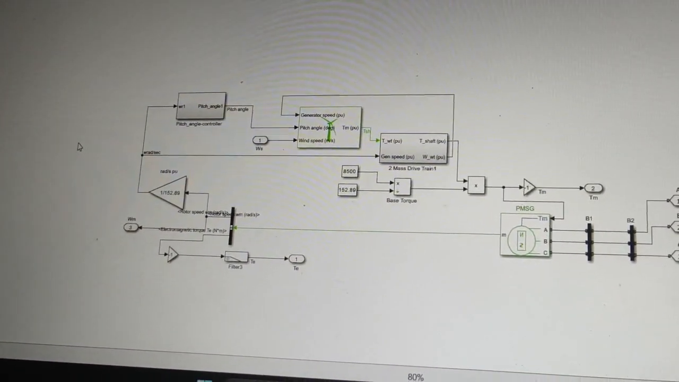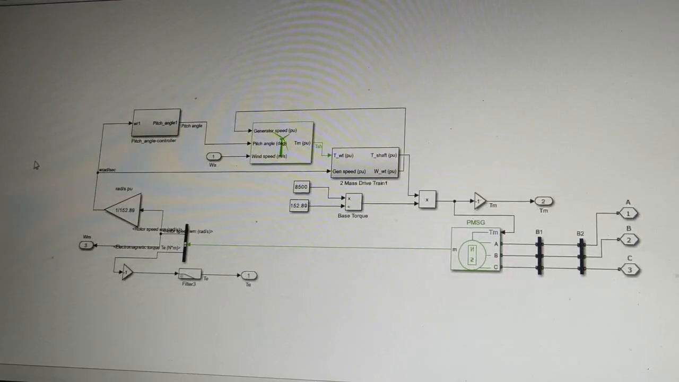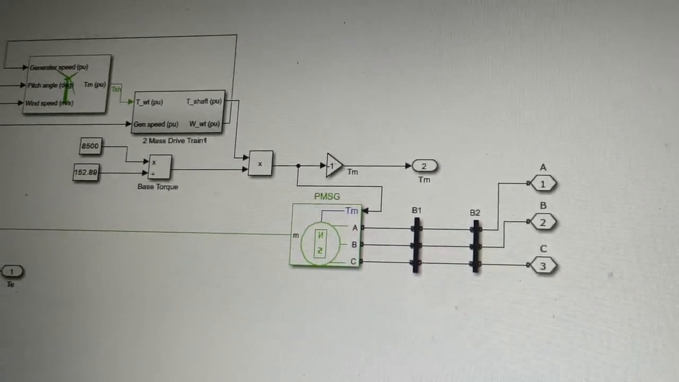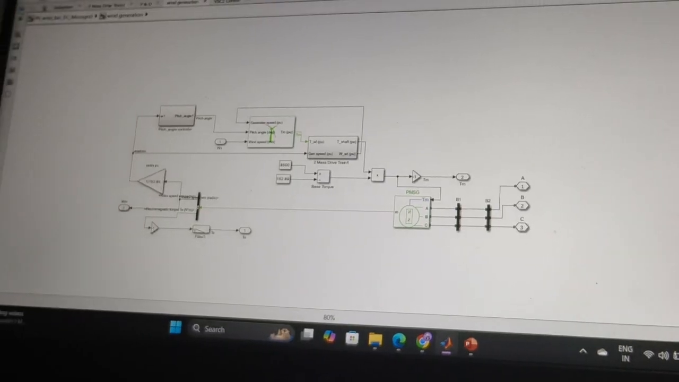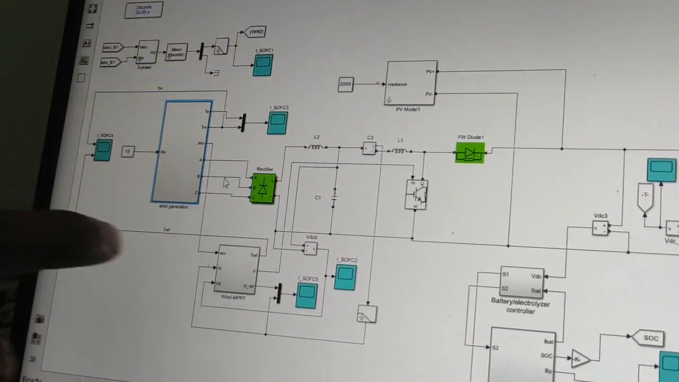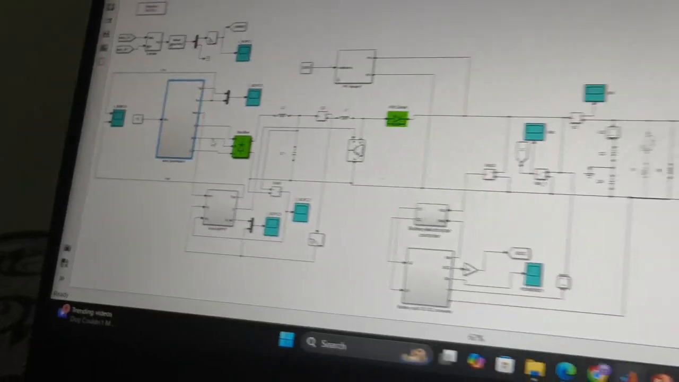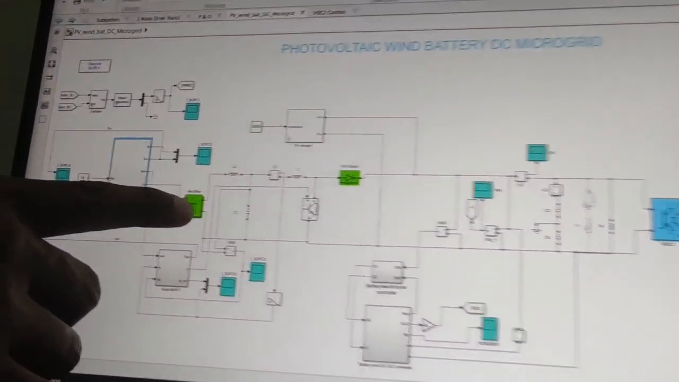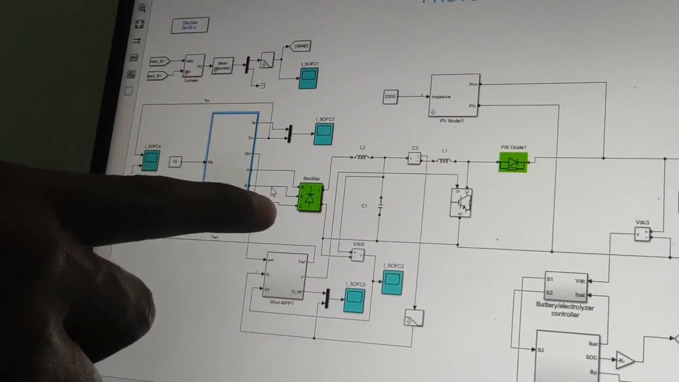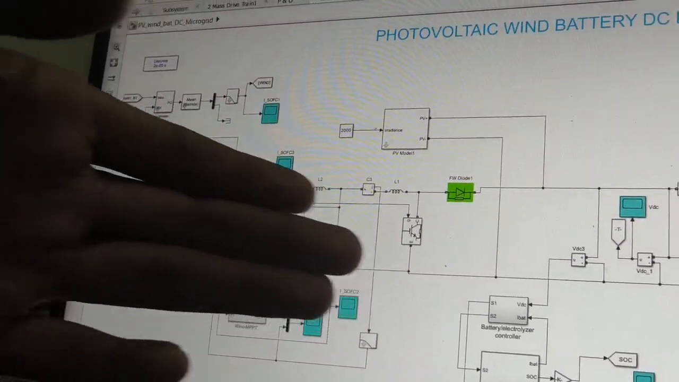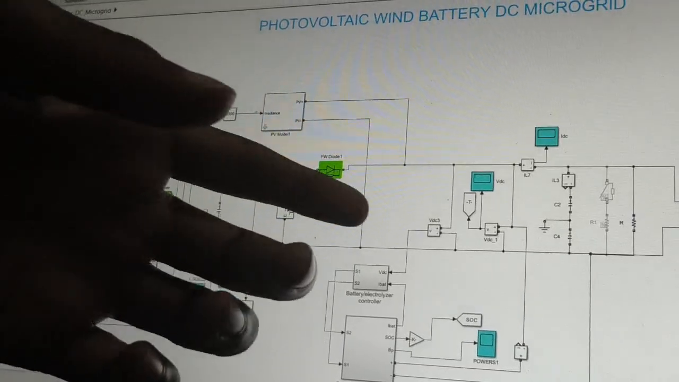From the wind generation station we get a three-phase AC supply. To convert this AC supply to DC supply, we are using a rectifier. The rectifier converts the AC supply to DC supply, and this supply is given to the DC bus.